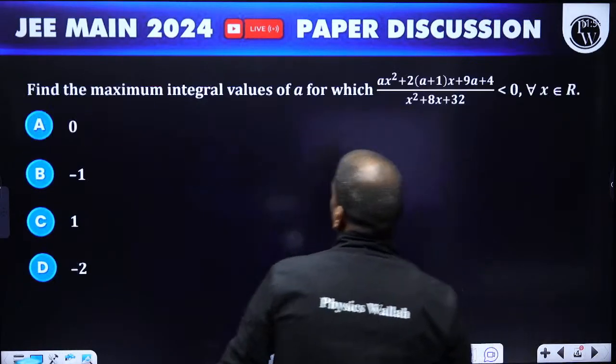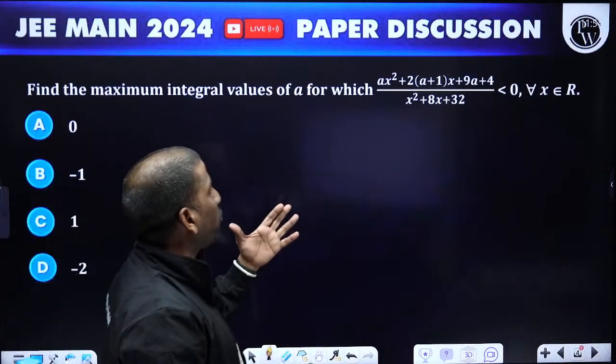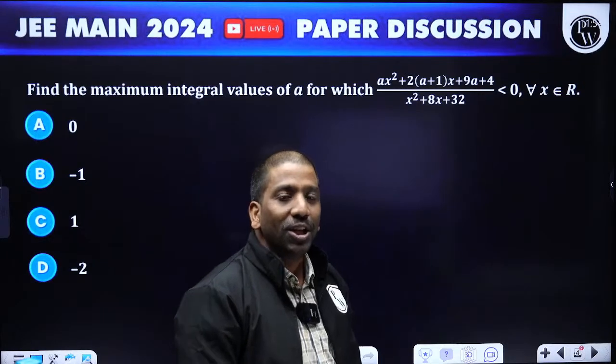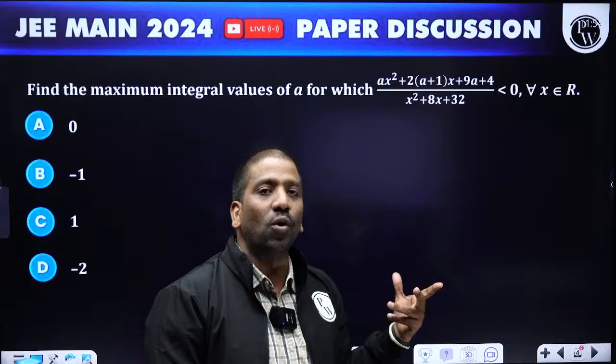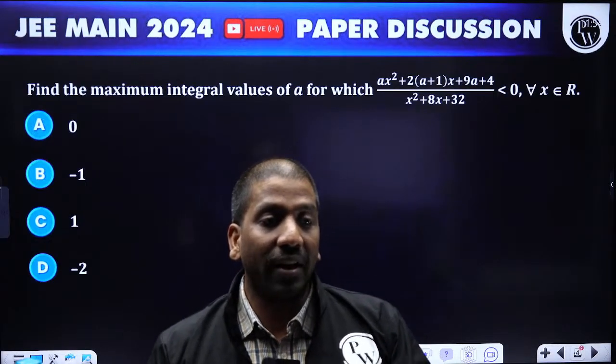Next question, find the maximum integral value of a. Maximum value of a for which this equation. So this is like a quadratic only. Rational quadratic form is given, right?